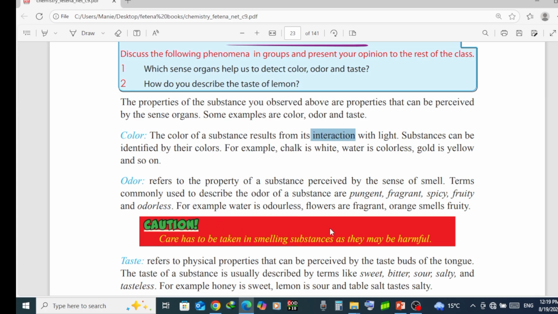So this is a cautionary message. We should not smell everything we find. Anyway, odor is also a physical property that we can use our nose to sense, and the terms commonly used are these, and this is the caution.